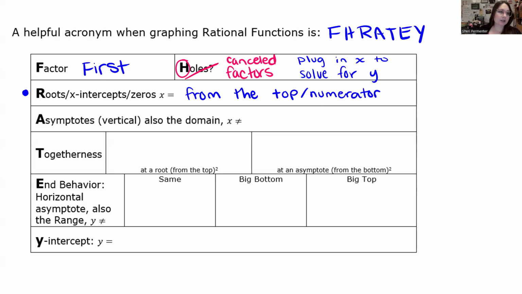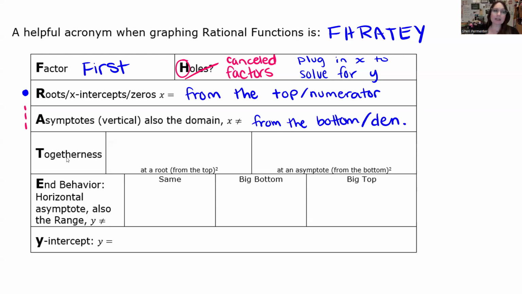Asymptotes. These are actually vertical asymptotes. So I'm going to show you with a dashed line, because that's how you're going to see it on the graph, with a dashed line. And we find these from the bottom or the denominator. So they go in order. Roots come from the top, and then we find asymptotes that come from the bottom.